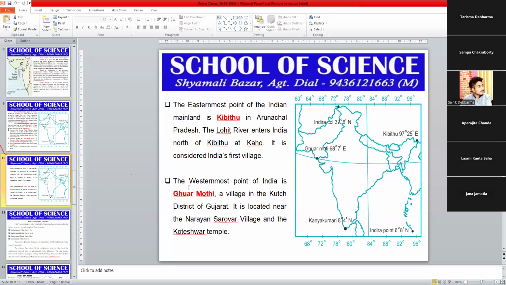Very good. So I repeat once again. The westernmost point of India is Gormoti, a village in the Kutch district of Gujarat. It is located near the Narayan Sarovar village and the Koteshwar temple. Okay, next one.